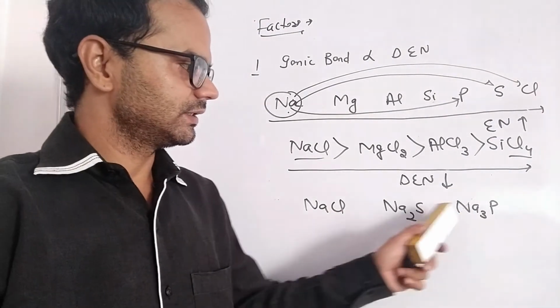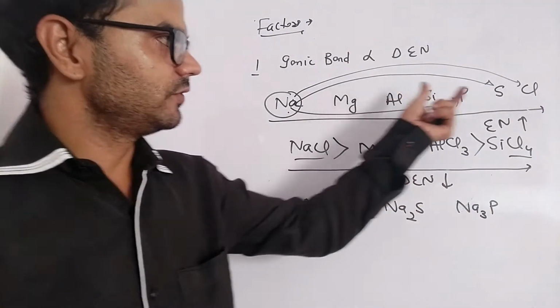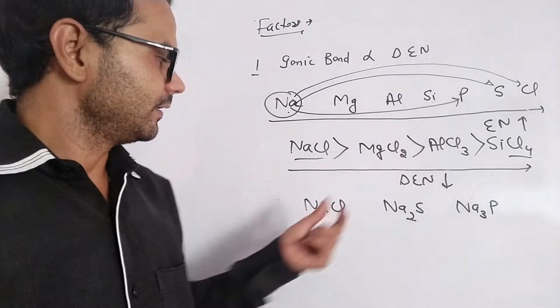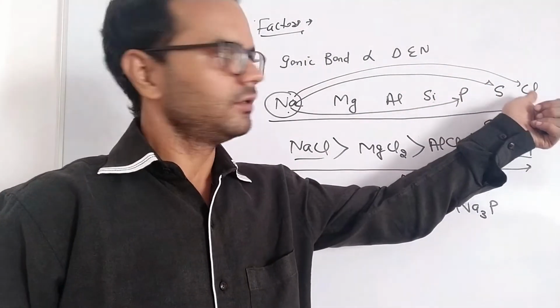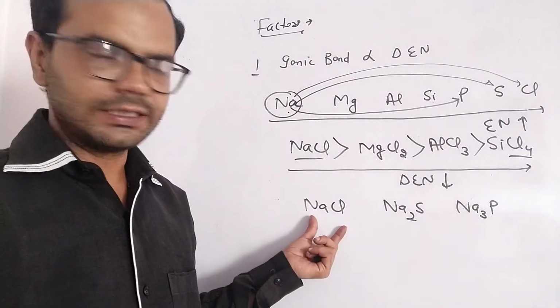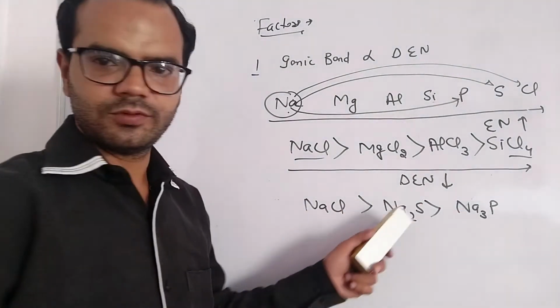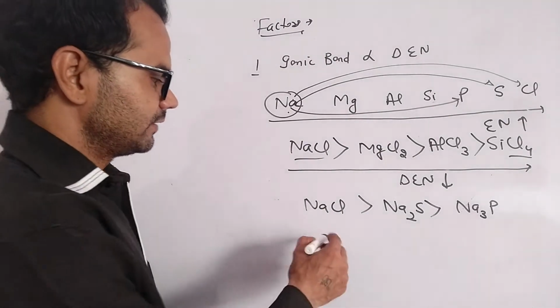NaCl, Na2S, Na3P, sodium phosphide. Out of these three, chlorine is more electronegative and the electropositive element is the same. Electronegativity of chlorine is high, then sulfur, then phosphorus. So there is a large difference in electronegativity, so it will be more ionic. We can change the electropositive element also.